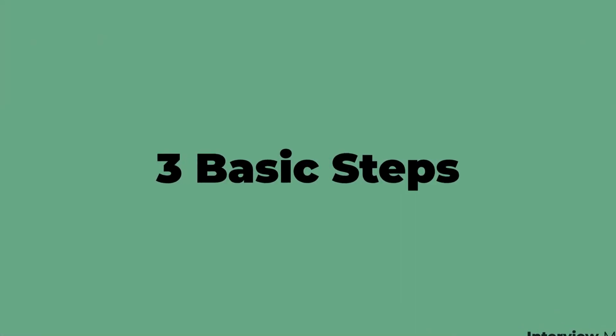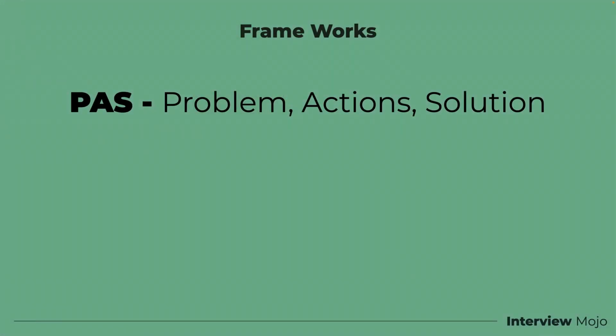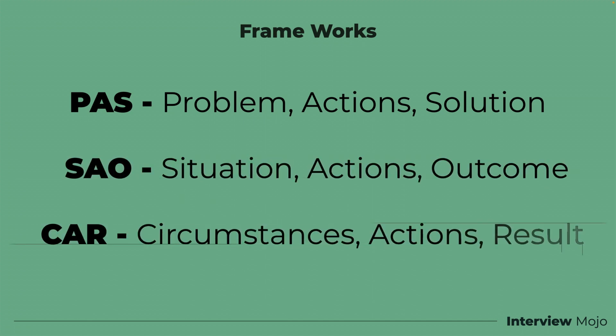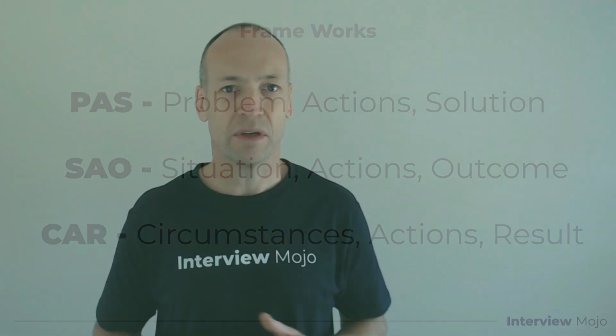Now, it won't take long to get comfortable with the flow of the STAR method, and as you get more comfortable with it, you'll realize there's really only 3 basic steps involved. And that is to give some context, explain what you did, and then explain the outcome. So whether you're using the STAR method framework or others such as PAS, problem, action, solution, SAO, situation, actions, outcome, or CAR, circumstances, actions, result, it's really all the same thing. You'll notice that it begins by giving some context, then focusing on what actions were taken, and then of course wrapping the answer up by talking about the solution, the outcome, or the result of the situation.